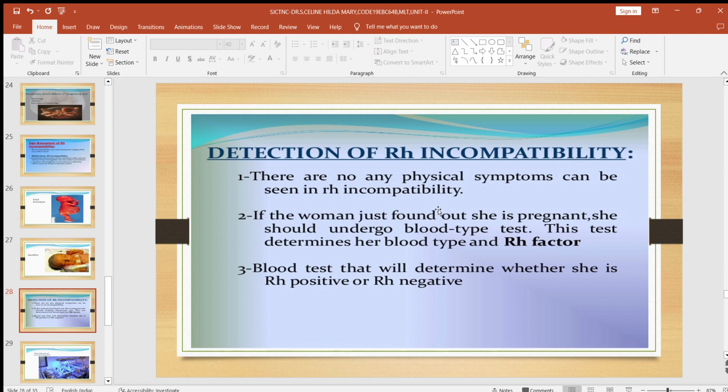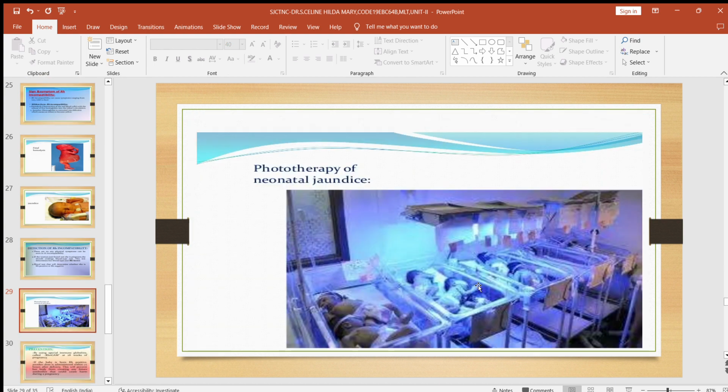Next, we will move on to the detection of RH incompatibility. There are no physical symptoms that can be seen in RH incompatibility. If a woman has just found out she is pregnant, she should undergo a blood type test. This test determines her blood type and RH factor, and whether she is RH positive or RH negative. This is the phototherapy of neonatal jaundice.